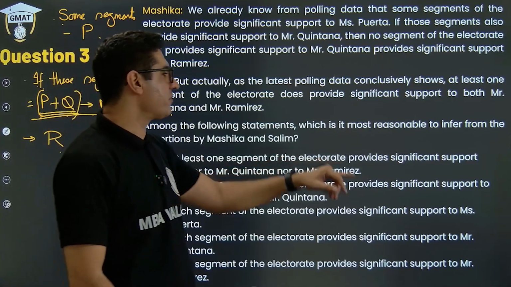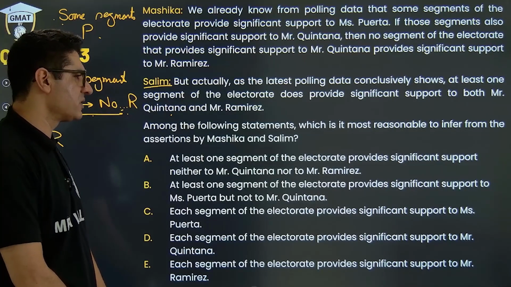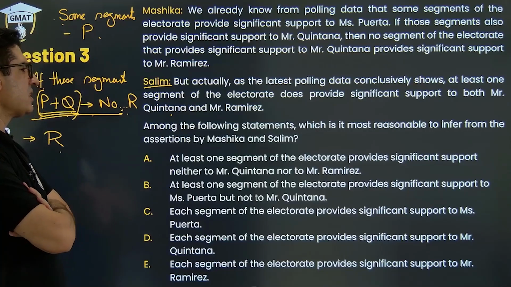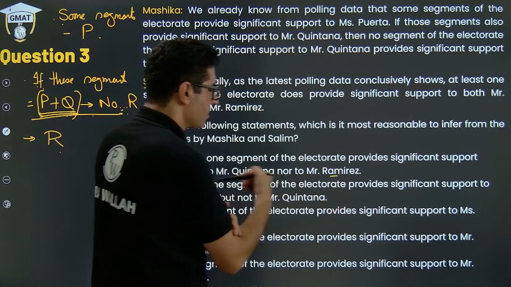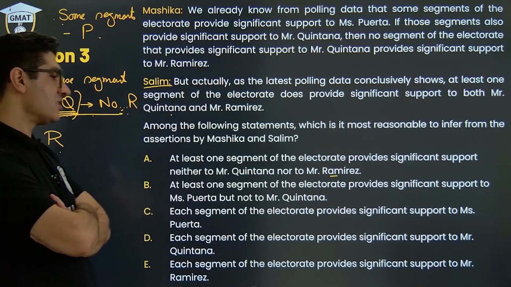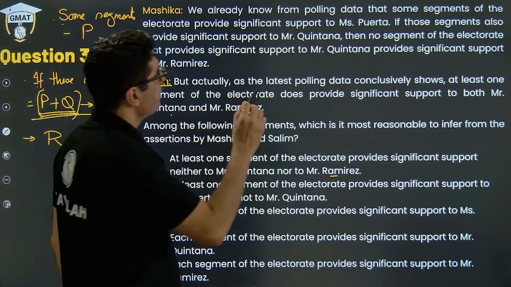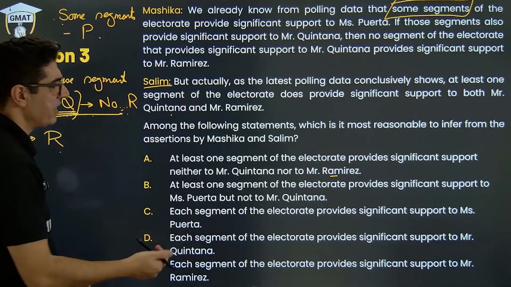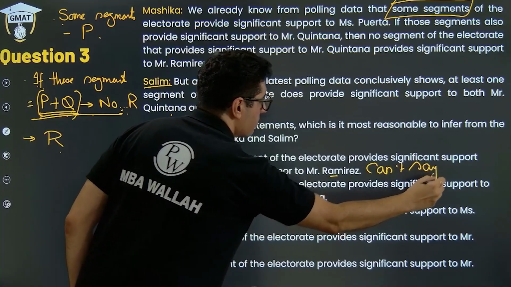At least one segment of the electorate provides significant support neither to Mr. Quintana nor to Mr. Ramirez. We don't know. We know that there is at least one segment which is providing significant support to Mr. Ramirez. So is there at least one segment that does not support Mr. Quintana? We don't know. Mind you, even otherwise, we are talking about just some of these segments. There are segments beyond that and we know nothing about them. So this is something that cannot be determined. So I'll just stick to the layperson label, can't say.